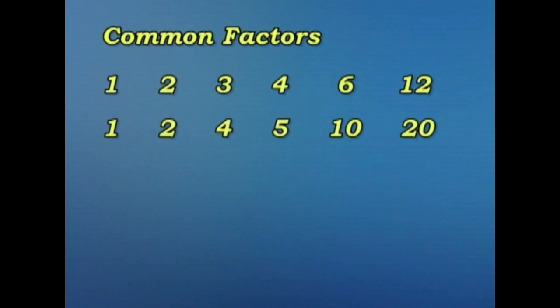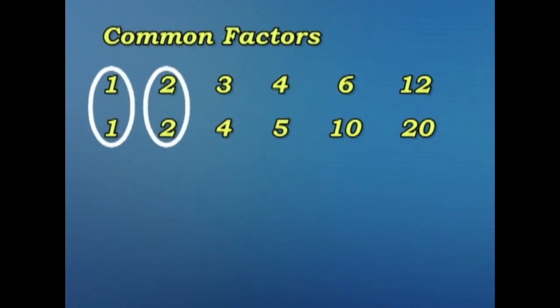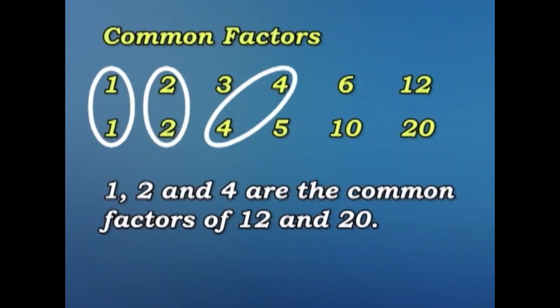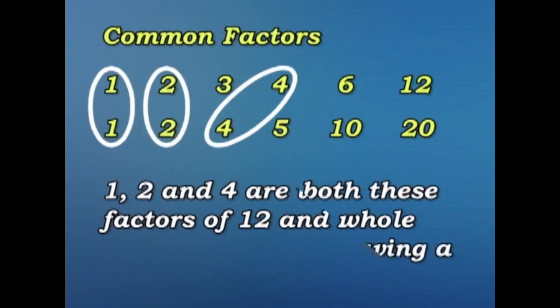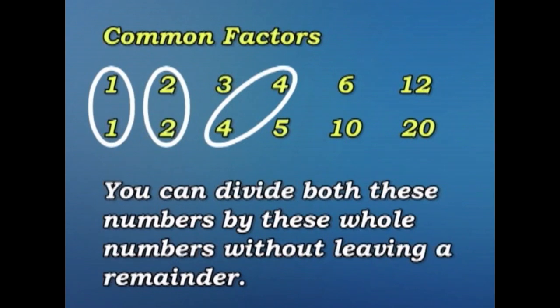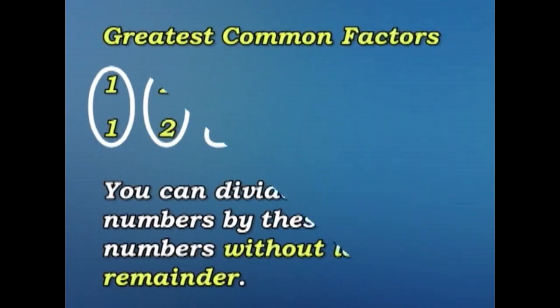Now, if we want to find the common factors of 12 and 20, we compare the two lists of factors, and we find that both 12 and 20 can be divided by 1, 2, and 4. So 1, 2, and 4 are the common factors of 12 and 20, because you can divide both these numbers by these whole numbers without leaving a remainder.